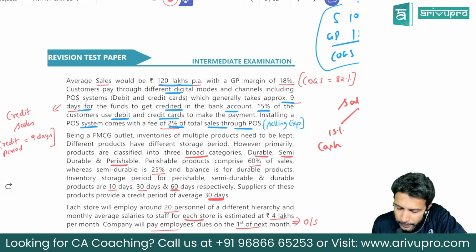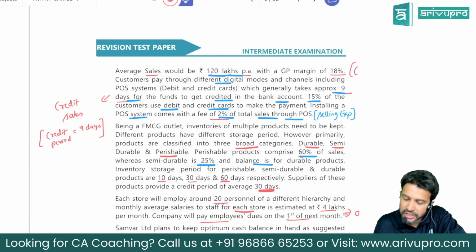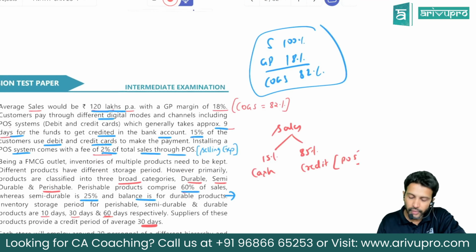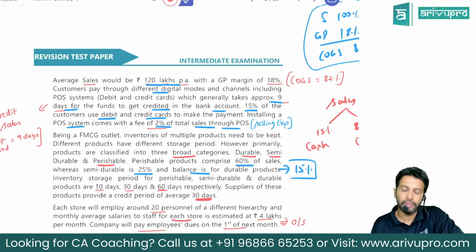Perishable products comprise 60% of sales. Of the total sale value, 60% of the goods will be stored relating to what's perishable. Semi-durable constitutes 25%. That means the balance is durable. What is that balance? Out of 100%, 60% is perishable, semi-durable is 25, so durable will be the balance 15%.